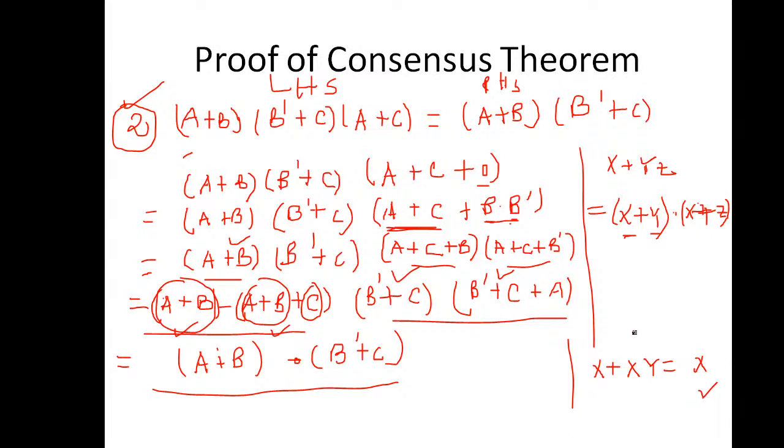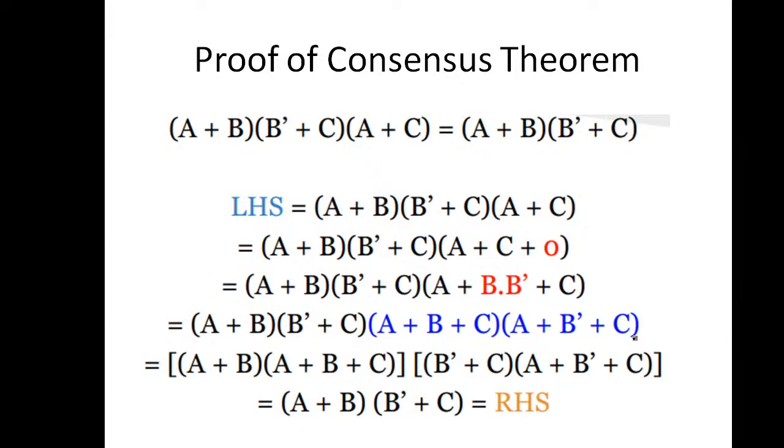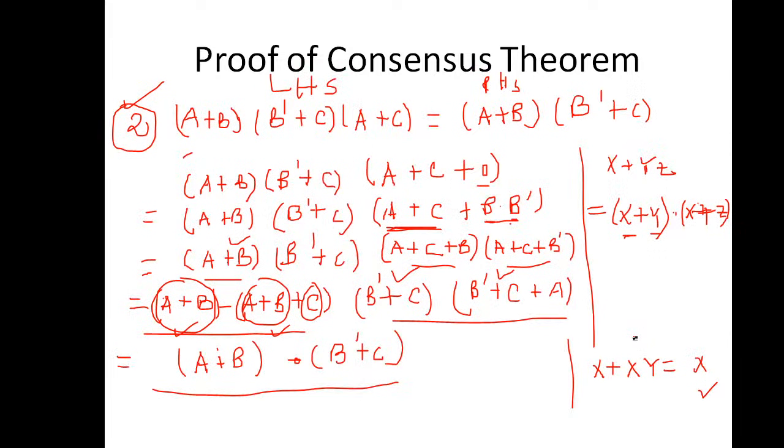The class is done, right? I think what we have done is clear to you. We have inserted 0 here, then 0 is replaced by b into b bar, because 0 will be replaced by the term which is not there. Which term is not there? B is not there. That's why I am replacing the 0 with the missing term.